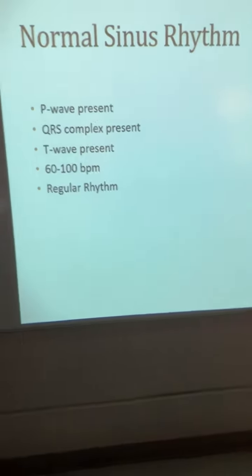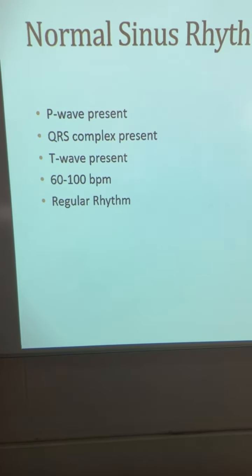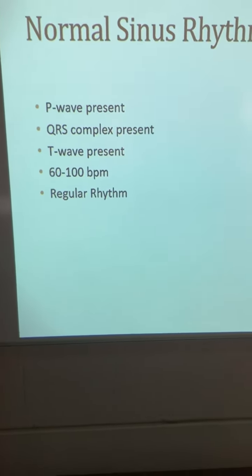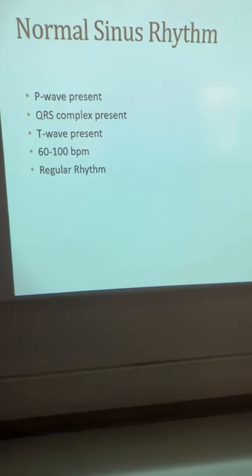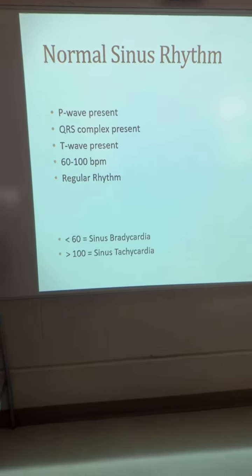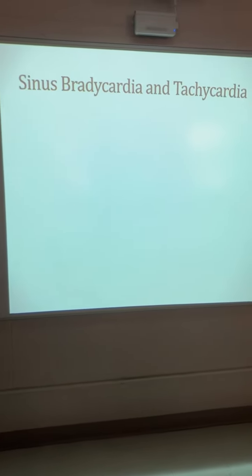I say normal sinus because you have a P wave, you have a QRS, you have a T wave, and it's within that 60 to 100 beats per minute, and it's not an irregular rhythm. So that makes it normal sinus rhythm. You know that if it were less than 60, we would call that sinus bradycardia, or greater than 100, you'd call it sinus tachycardia. Let's just look at those real fast while we can.